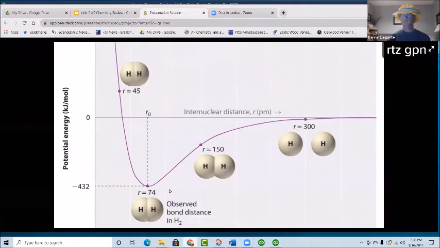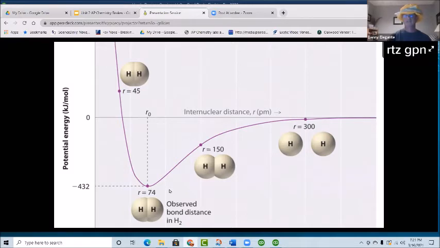And that's the point where, when those two things form together, that drop in energy from 0 down to negative 432 represents the energy that's being released. So that 432 is the energy released as the bond forms.